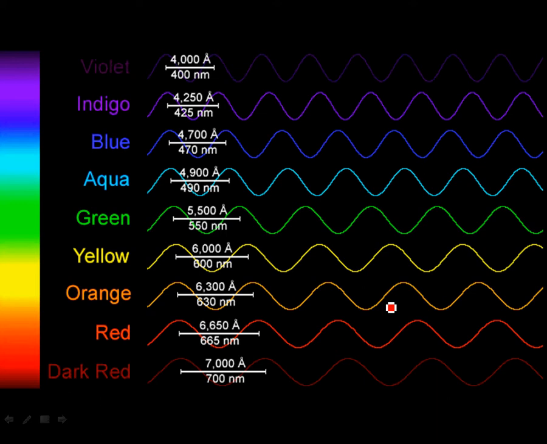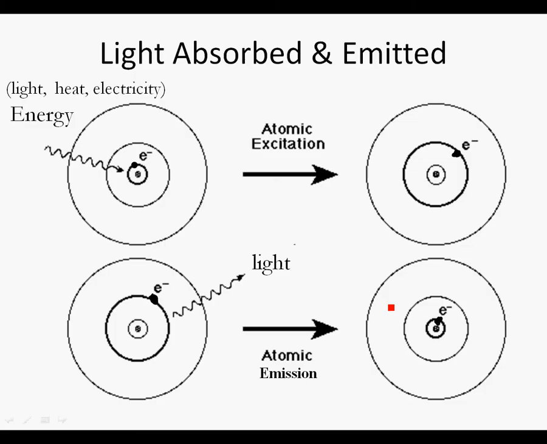This is a light spectrum of visible light. At the top there, violet has a short wavelength and has a high energy and a high frequency. Whereas at the bottom, red has a longer wavelength and has a lower frequency and a lower amount of energy. All right, so this is how it works. You take an atom, so let's say this is a sodium atom that you put inside a flame, and you give it energy. Energy can come in the form of light or heat or electricity.